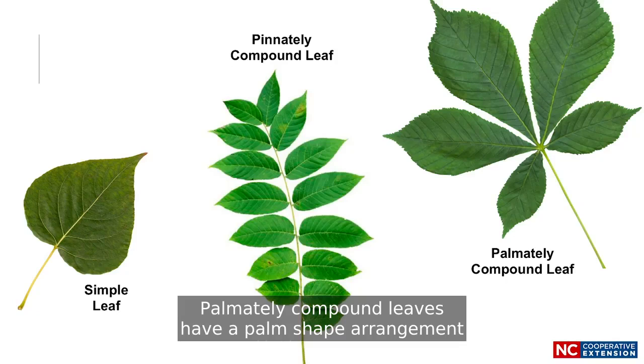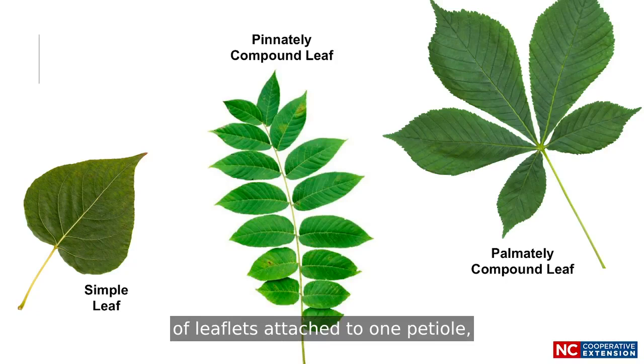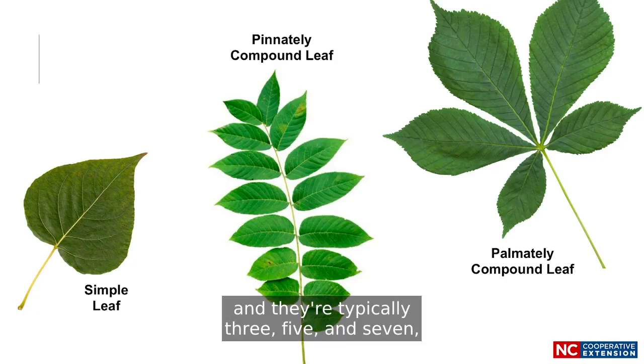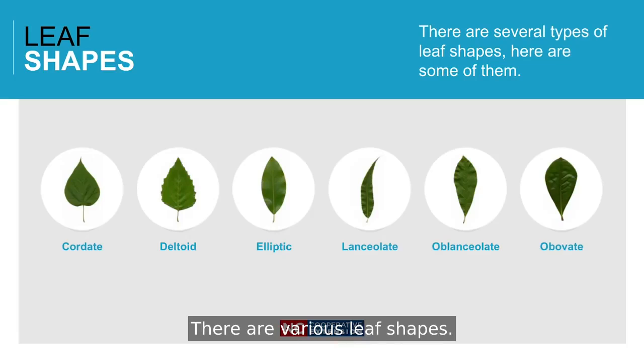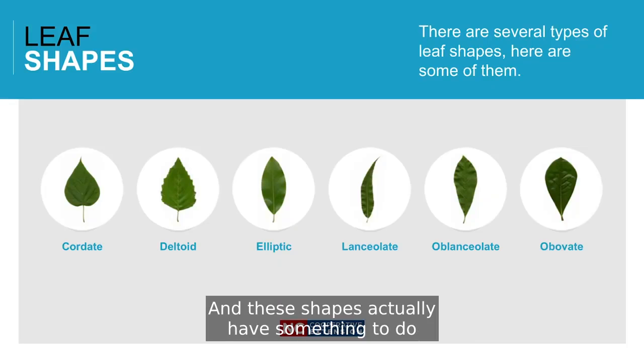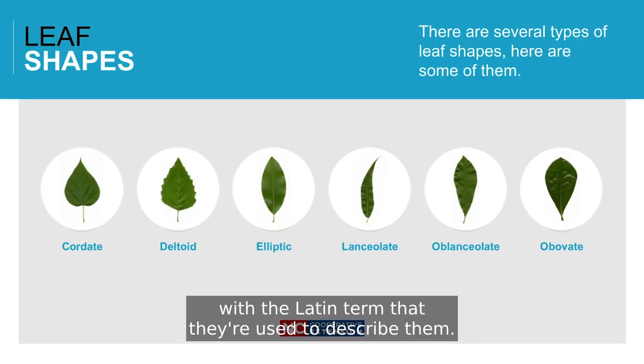Sometimes that rachis is referring to that central petiole with leaflets. Palmately compound leaves have a palm-shaped arrangement of leaflets attached to one petiole, and they're typically 3, 5, and 7, rarely any more than 7. There are various leaf shapes. Here are several kinds of leaf shapes: cordate, deltoid, elliptic, lanceolate, oblanceolate, obovate. And these shapes actually have something to do with the Latin terms used to describe them.